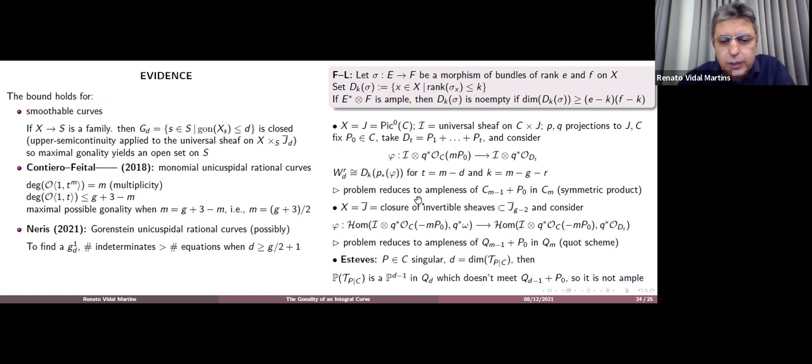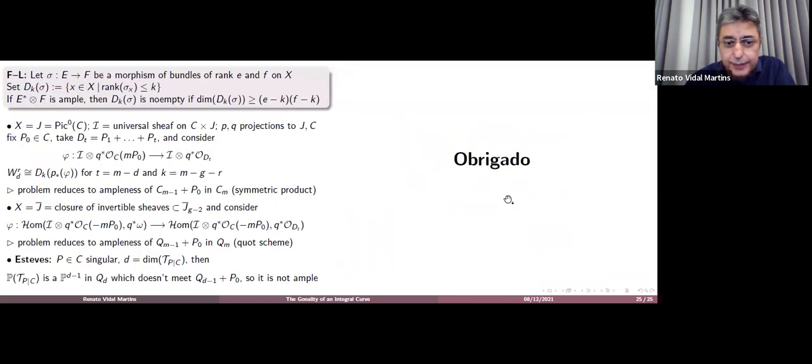And then Eduardo came up with this construction. You take any singular point, take the D, the dimension of the tangent space, and consider P, TP. It is a PD minus 1 in key D, which doesn't meet key D minus 1 plus P0, sorry. So it is not ample. So that's what I had to say.